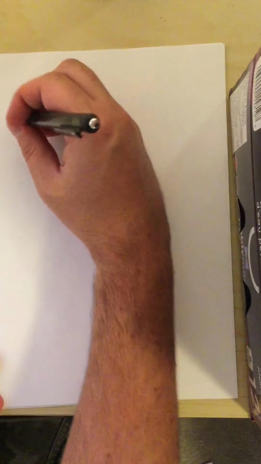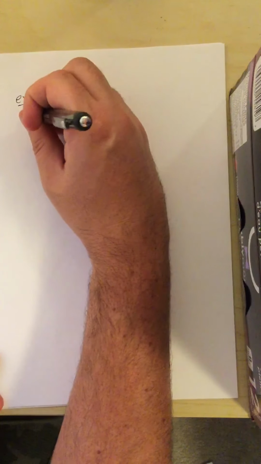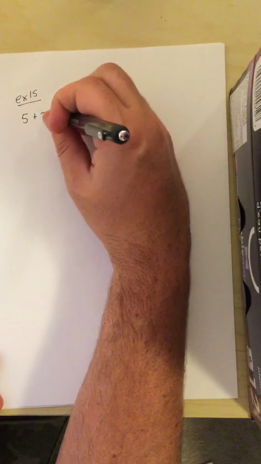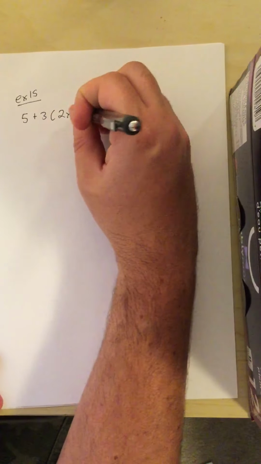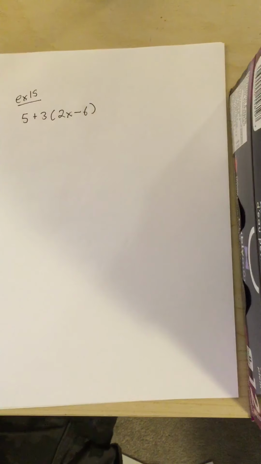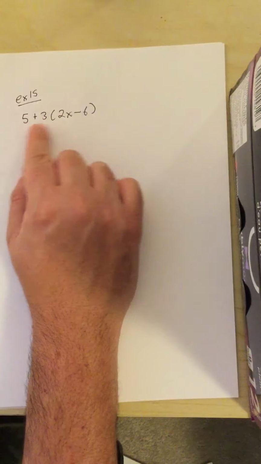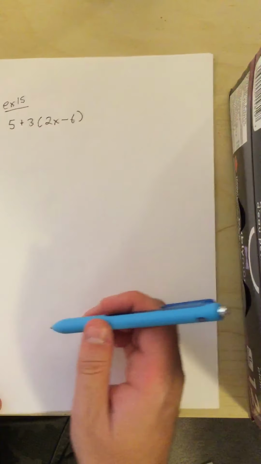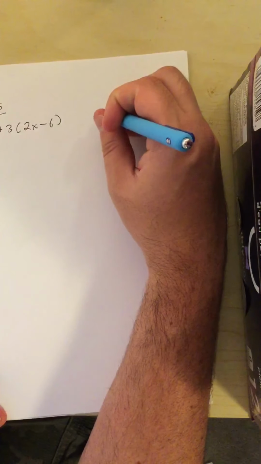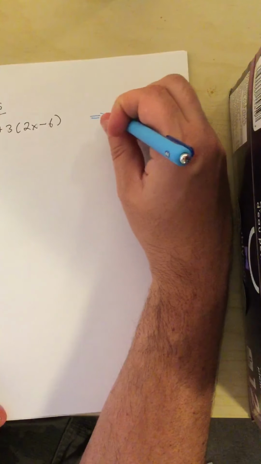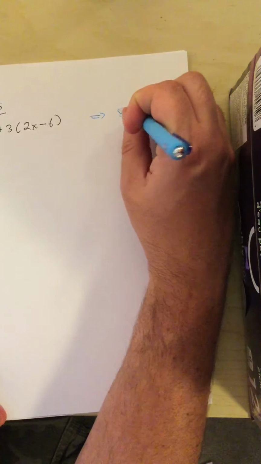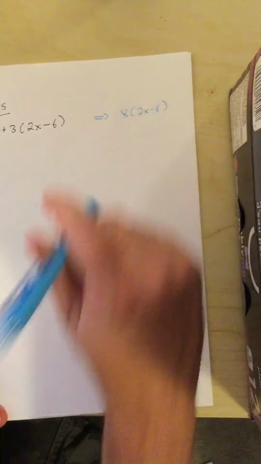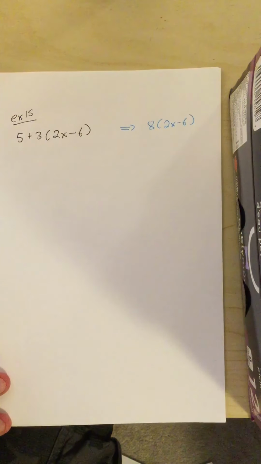Example 15. This is a hard one. This is one that people in grade 12 sometimes even screw up. So it's tempting to say that you want to add up 5 plus 3 first. So what you might want to do, don't write this down. You might want to say, okay, so this becomes 5 plus 3 is 8 times 2x minus 6. But that would be wrong.